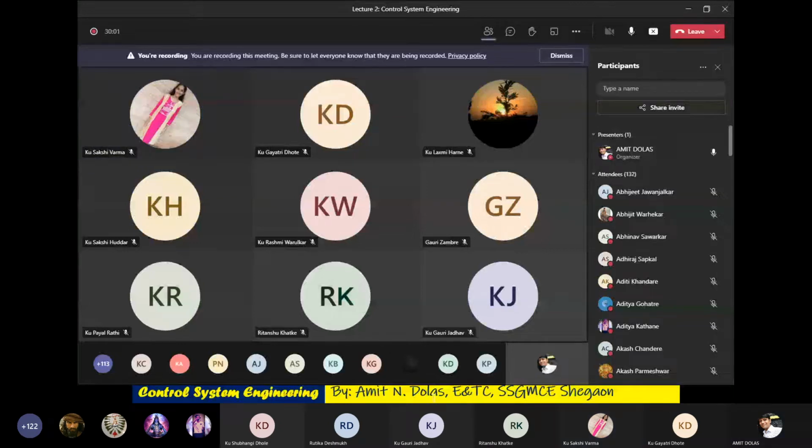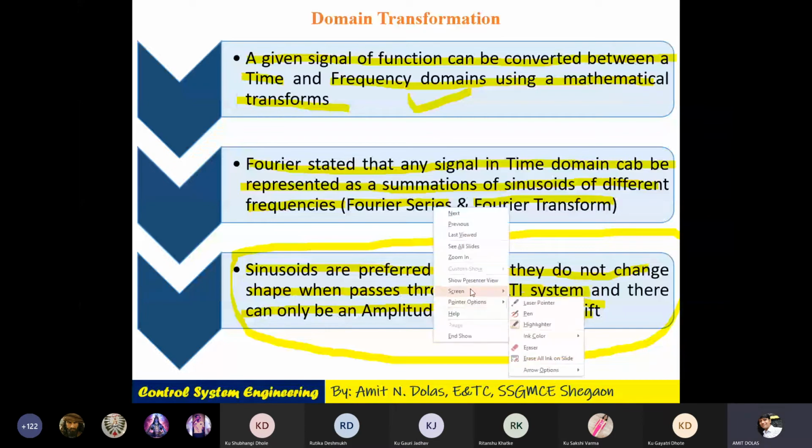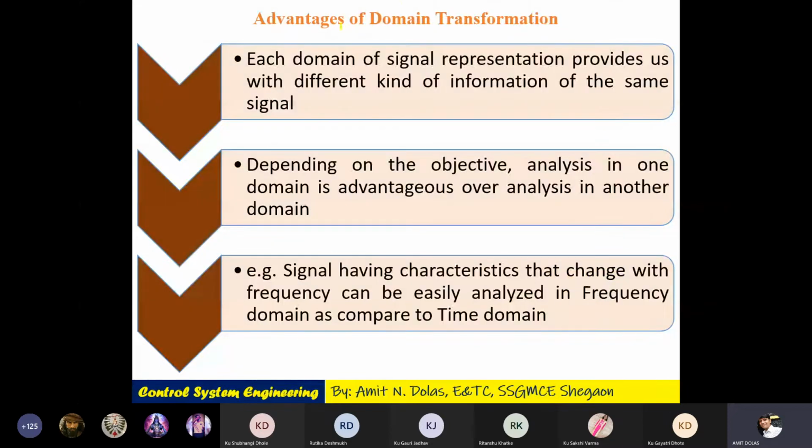Okay. So this is how sinusoidals are preferred through an LTI system, because they do not change shape. It changes only the amplitude and the phase. Okay. So next is the advantage of domain transformation.